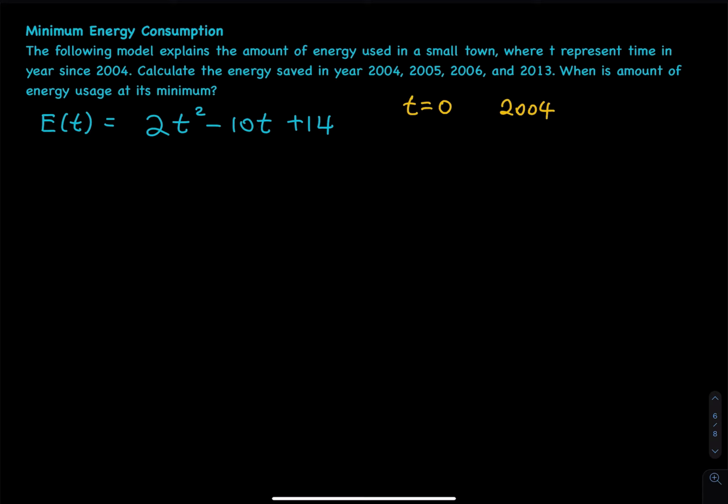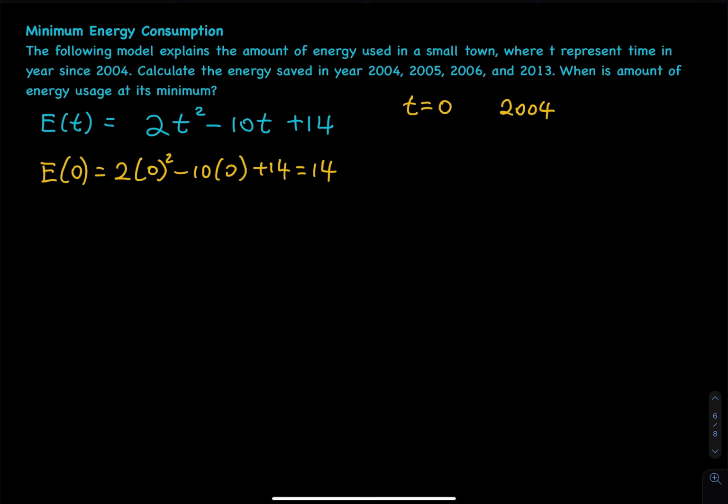We have t equals 0 that represents 2004, right? So to calculate the energy consumption, we plug in 0 for t. That is 2 times 0 squared minus 10 times 0 plus 14, which equals 14. Don't worry about what the unit is. So energy consumption in 2004 is 14.